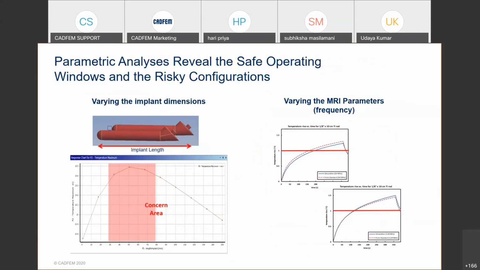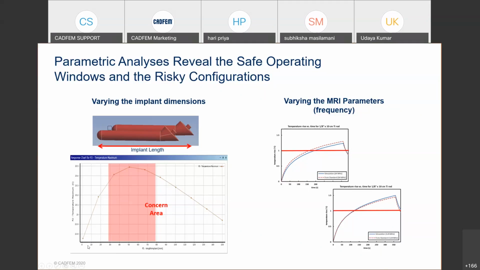So in order to consider these things, you can optimize your product. For example, for different implant lengths, the temperature change will be different. Due to the electromagnetic wave, the length plays a very important role in how many degrees the temperature will vary. Suppose I take an implant with a 30 millimeter length, the temperature will be around 23.4 or something like that. If I consider a smaller implant, maybe 10 millimeter, it falls in a small temperature rise region. So my area of concern is 30 to 80.